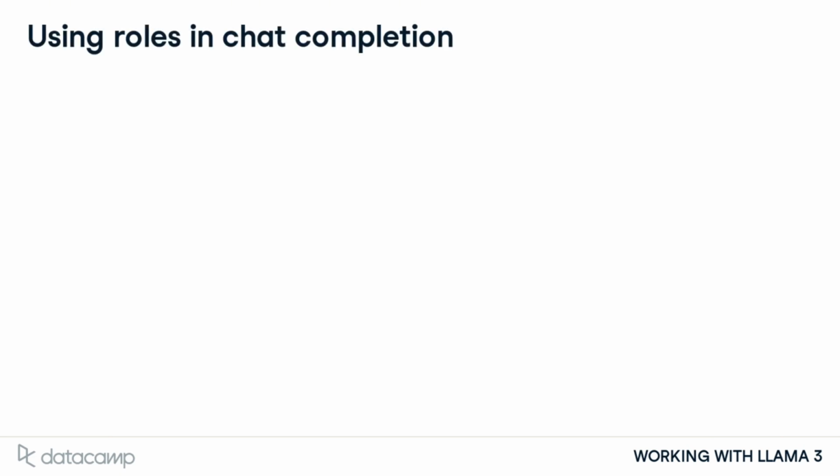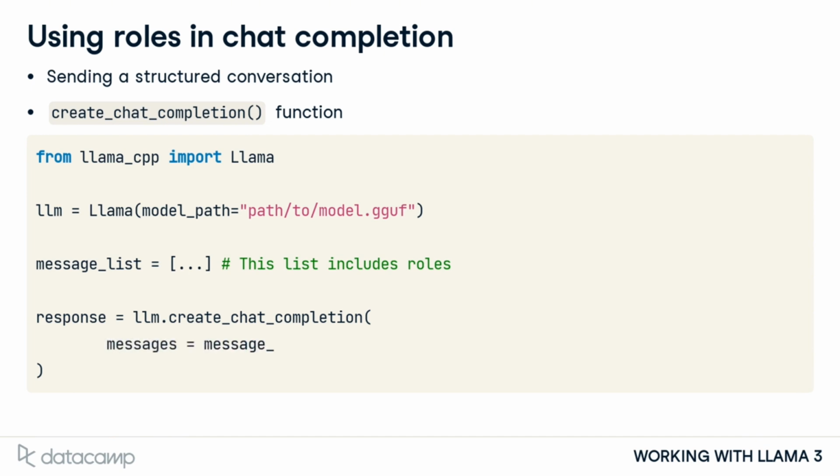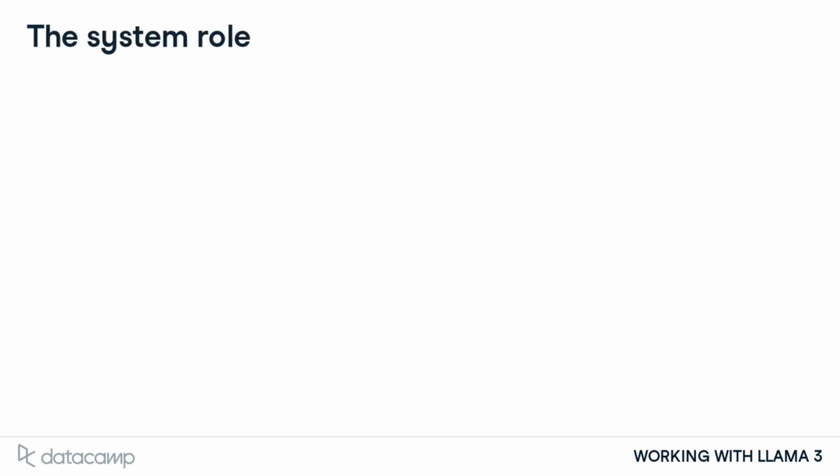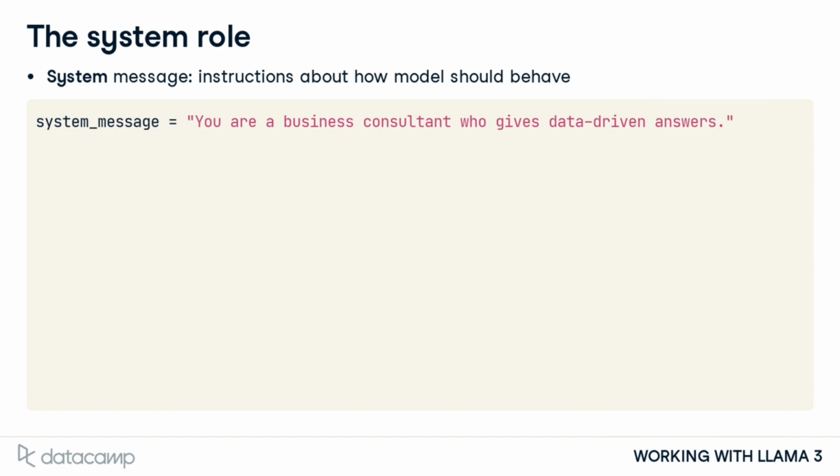Rather than sending just a single prompt as we've done so far, we now need a way to send a structured conversation. The Create Chat Completion function allows us to send a list of messages to Llama 3 with details about the message, which include the system and user role. This is done by passing the list of messages to the messages argument of Create Chat Completion. The system role gives instructions to the model about how it should behave throughout the conversation. For example, let's say we want Llama to act as a business consultant.